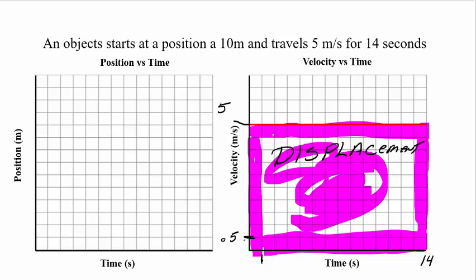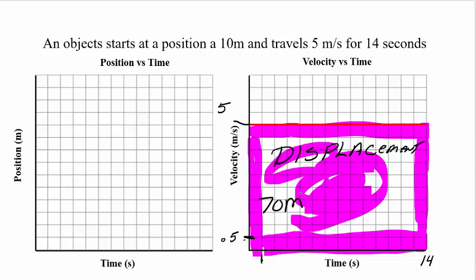And I have a rectangle here, so to find the area, I will take the 5 meters a second, I will multiply it by 14 seconds. 5 times 14 gives me a value of 70 meters. So I will label this as this displacement is 70 meters.